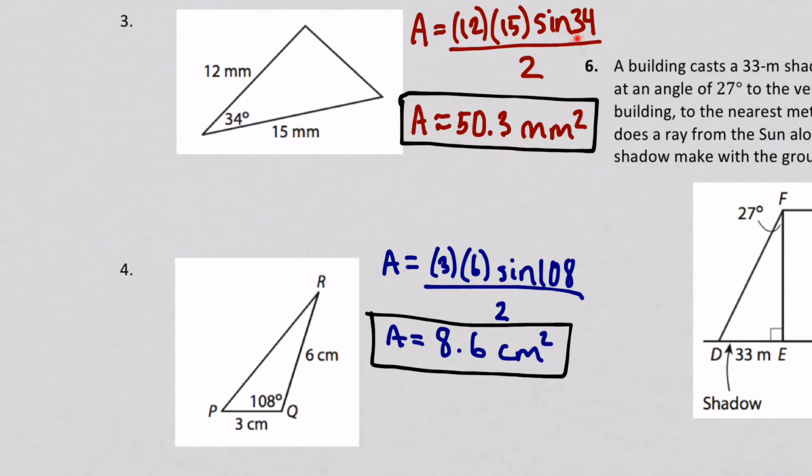Notice that for all these formulas, it's always sine. So you guys aren't wondering, am I supposed to use sine, cosine? Because a lot of the problems that we solved yesterday, you had to use different trig ratios, right? For the area of the triangles, using the area formula, it's always going to be sine, every single time.